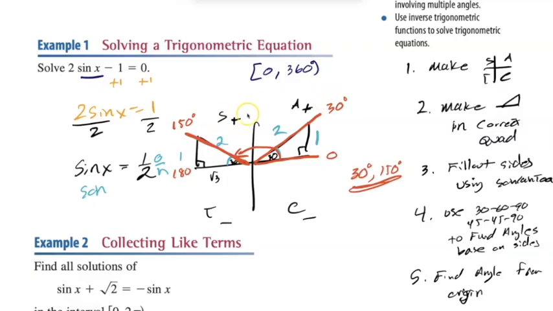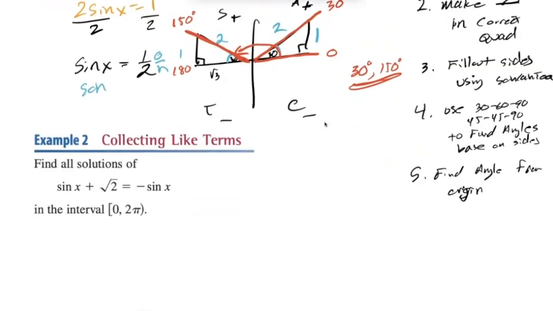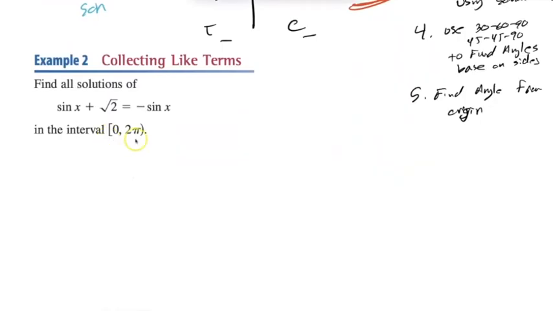That's a process. We're going to start with All Students Take Calculus. We'll make triangles in our correct quadrants. We're going to fill out the sides using SOHCAHTOA. Then that's going to help us figure out what angle it is. And then we just have to find the angle from the starting point. There we go. Okay, now that we know the process, we're going to do more of them. And we're also going to do it in radians now.